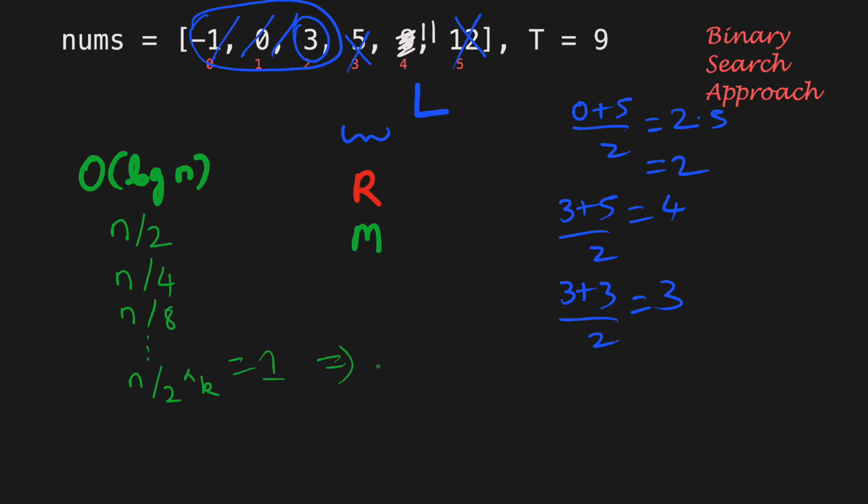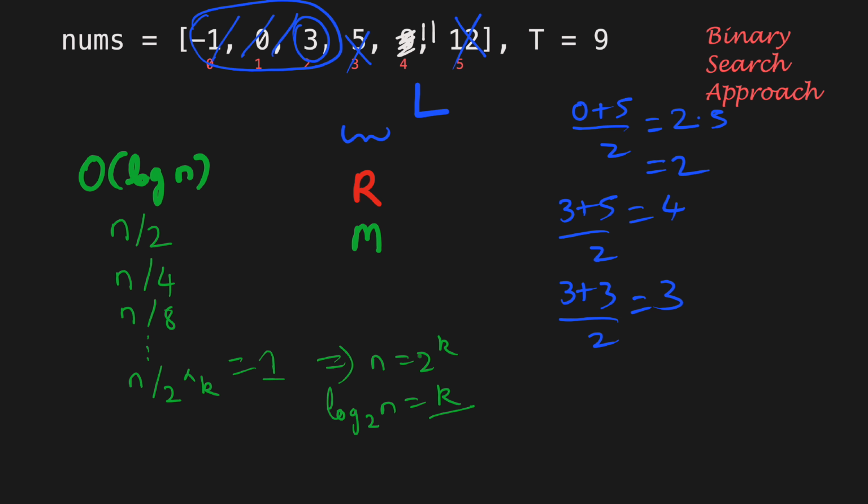This implies n is equal to 2 to the power of k. And if we take the logarithm on both sides, we will get log n to the base of 2 equal to k. Hence, k or number of iterations or the time complexity of this approach will be O of log n to the base 2.